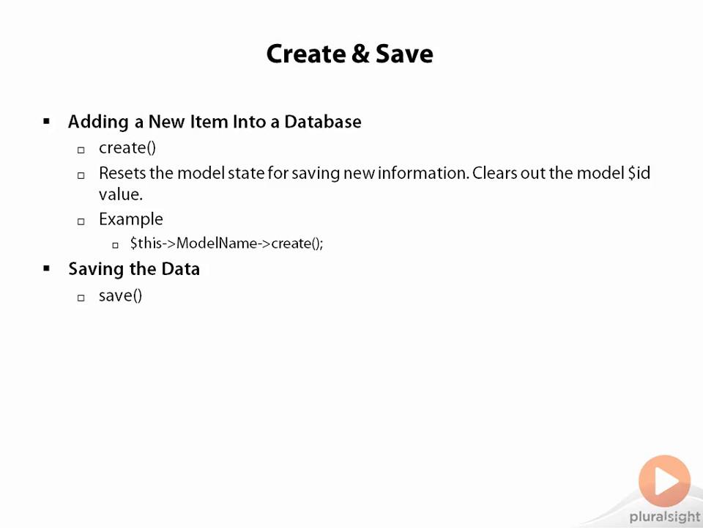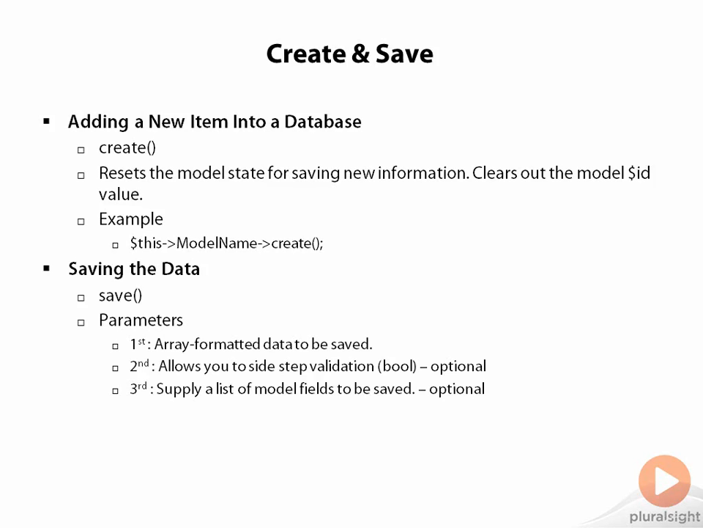After we called the create method, we would then need to call the save method. The save method can take up to 3 parameters. The first parameter, which is always used, is the array formatted data that you want to save. A second parameter, which is optional, allows you to sidestep validation. This is a Boolean value, so you would pass in true or false. The third parameter, which is also optional, would be a list of model fields to be saved.